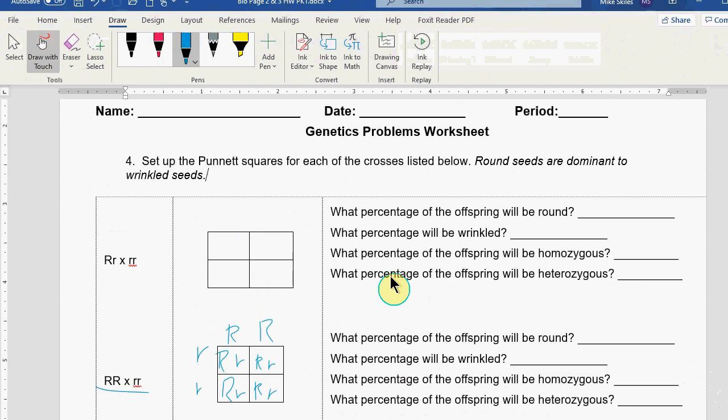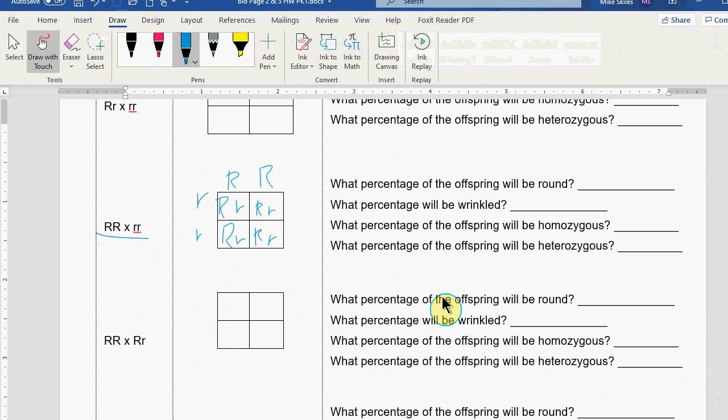We've got to read the directions here. It says that round seeds are dominant to wrinkled seeds. So capital R is round and lowercase r is wrinkled. What percentage of the offspring will be round? All of them have capital R, so all of them are round, 100%. What percentage will be wrinkled? In this case, we have none that are little r, so 0%.